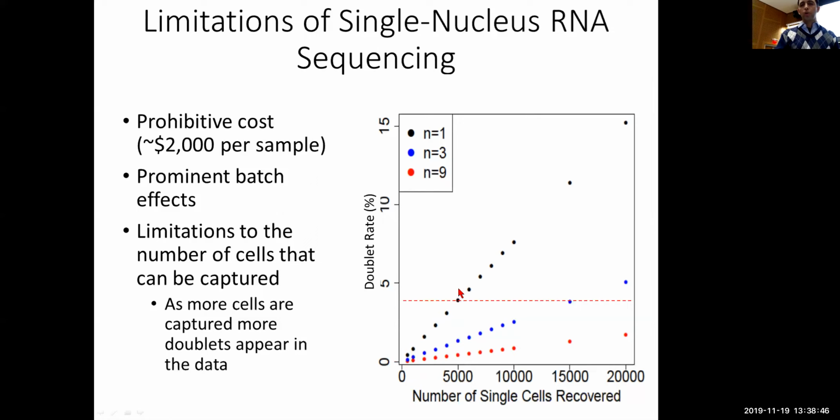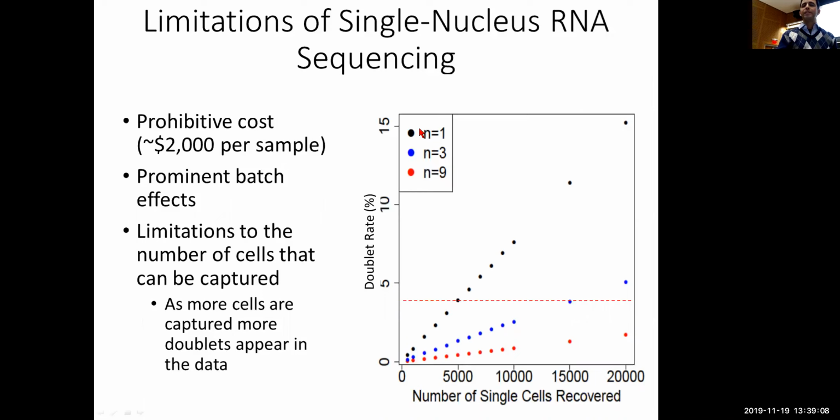So you could go with one sample for each of those reactions and then increase the number of droplets. And that's basically the reason why many of these experiments stop at about 5,000 cells, because after that, the fraction of doublets increases dramatically, and therefore you have unusable data.